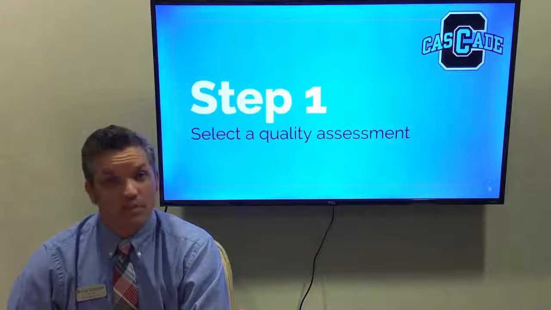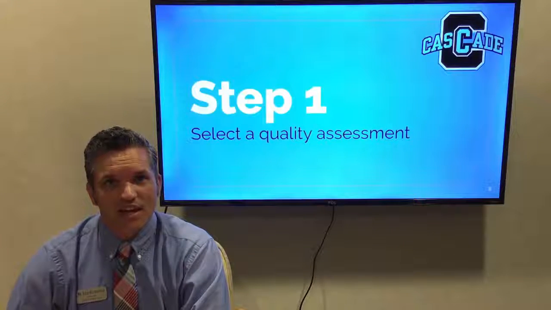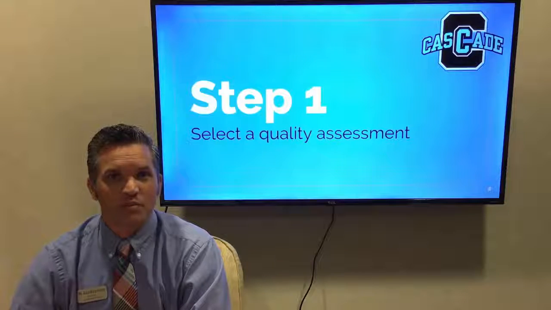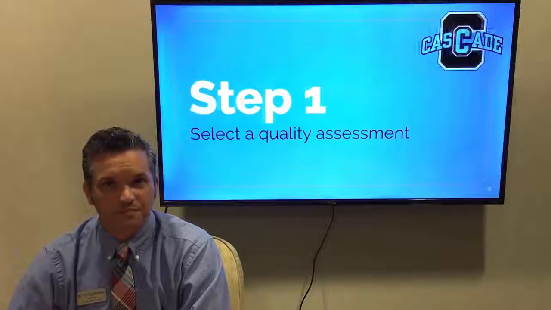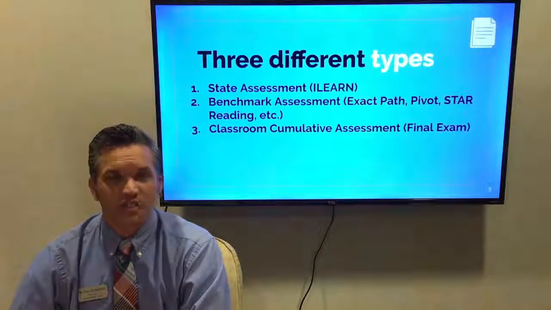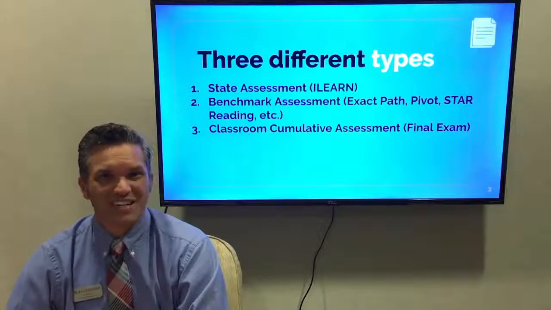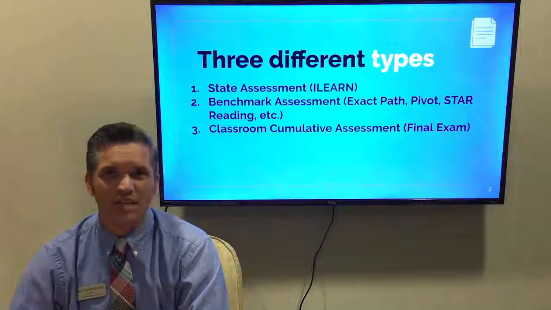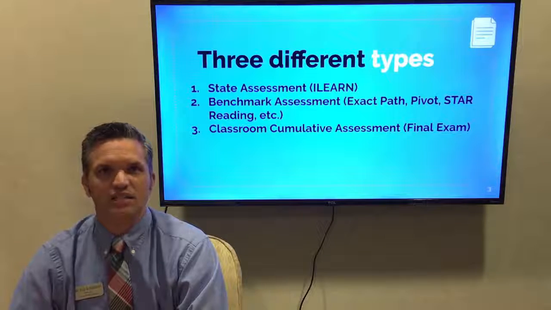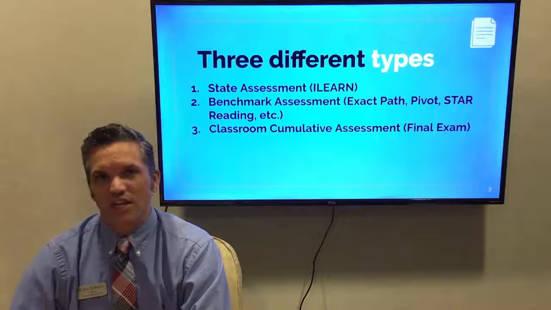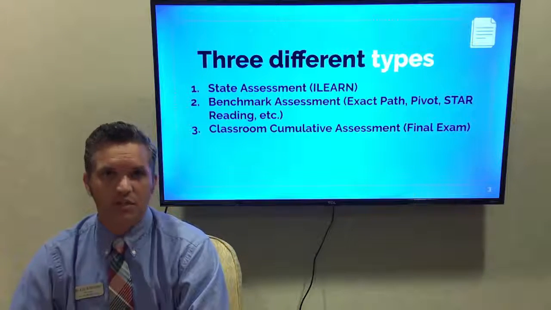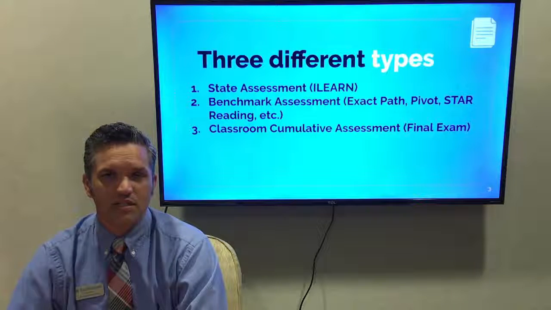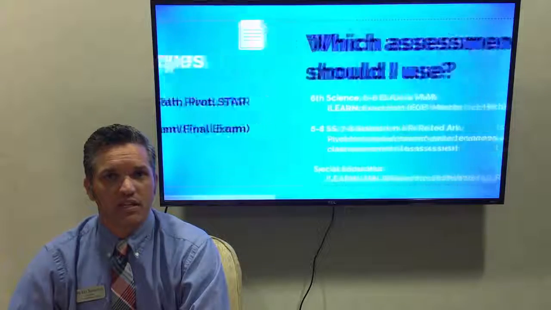So here we go. Step one in this process is to decide what assessment you're going to be using for your SLO, your student learning objective over the course of the entire year. There are three different types of assessments. You can use a state assessment, that would be iLearn. You can use a benchmark assessment, that'd be something like ExactPath, Pivot, a STAR reading test, something like that, that is standardized and set by somebody who is not you, somebody from outside of the corporation, or you can use a classroom cumulative assessment, such as a final exam in a content area classroom.